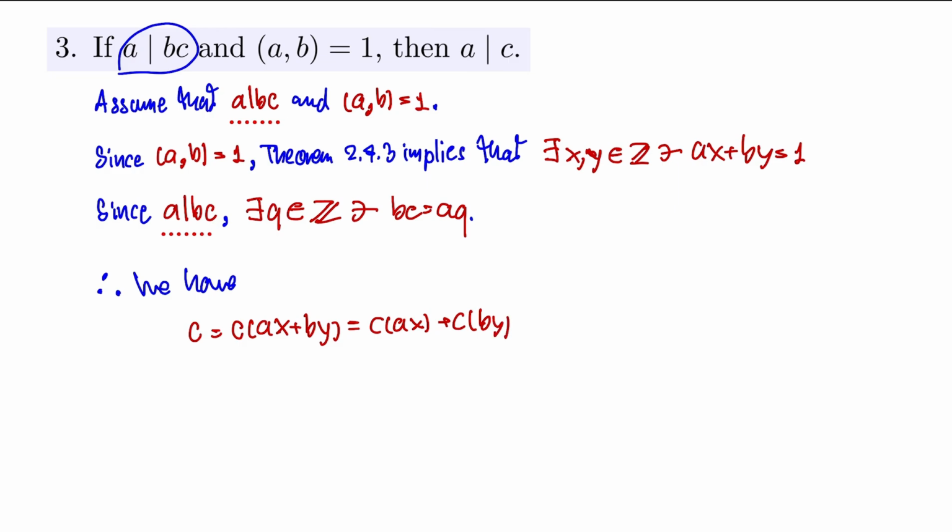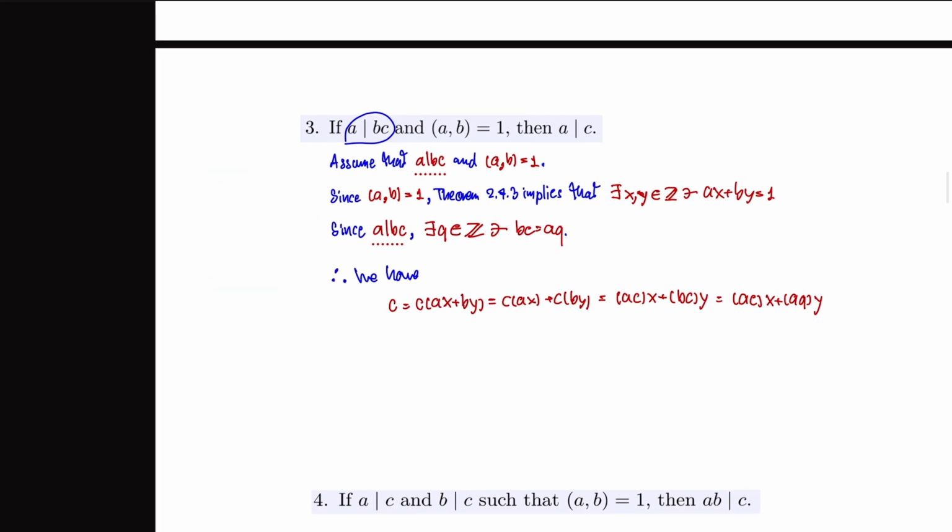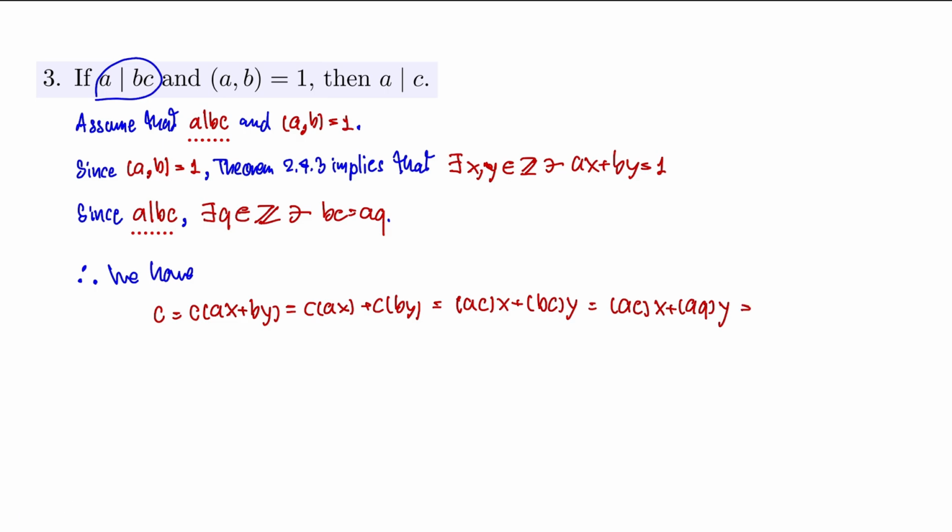Then what do we have next? We plug in, we use this bc, right? So we have acx plus bcy, but bc equals aq, right? So it turns out to be acx plus aqy. And we factorize a, so we have a times (cx plus qy).